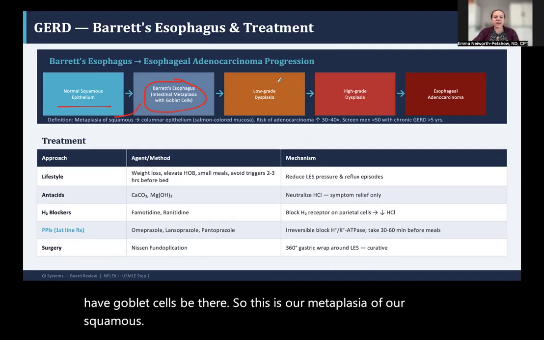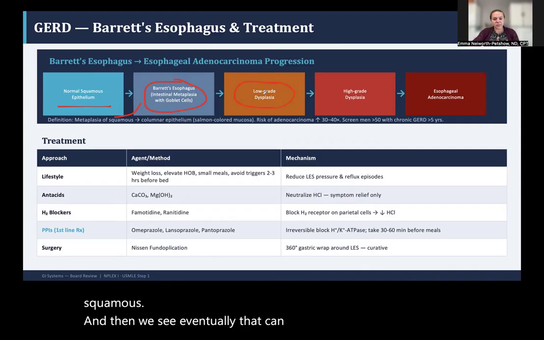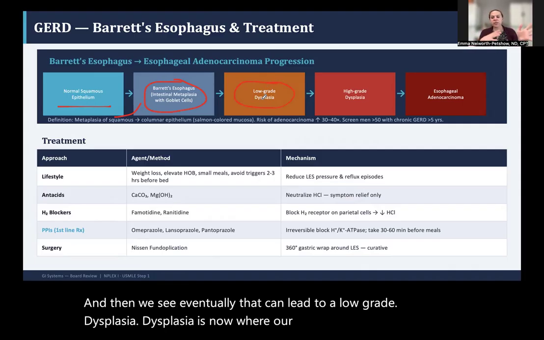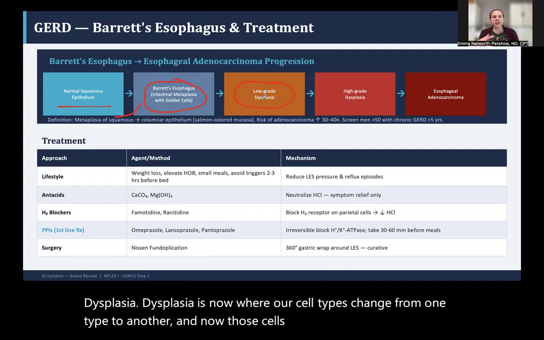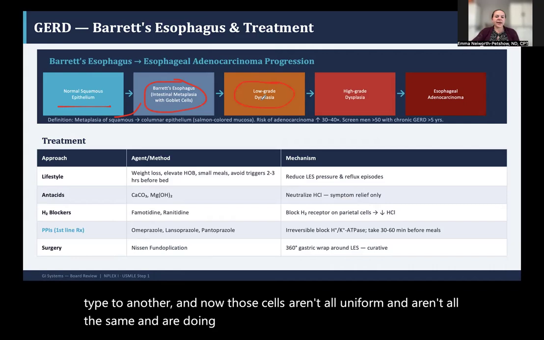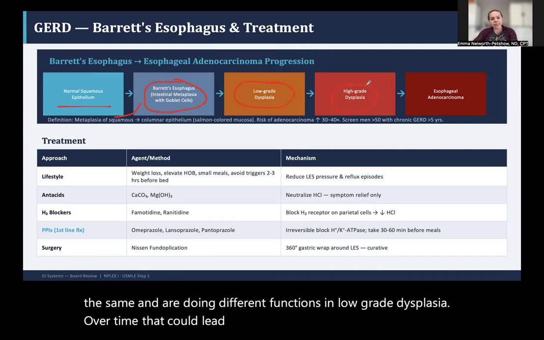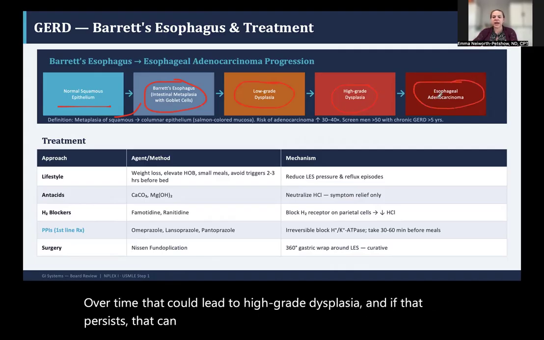And then we see eventually that can lead to a low-grade dysplasia. Dysplasia is now where our cell types change from one type to another, and now those cells aren't all uniform and aren't all the same and are doing different functions. In low-grade dysplasia over time, that could lead to high-grade dysplasia, and if that persists, that can lead to an esophageal adenocarcinoma or cancer of the epithelial tissue.